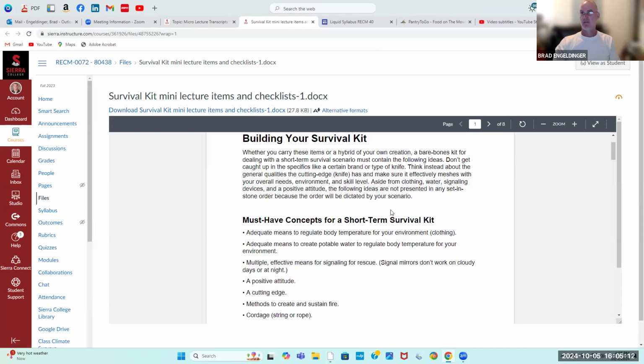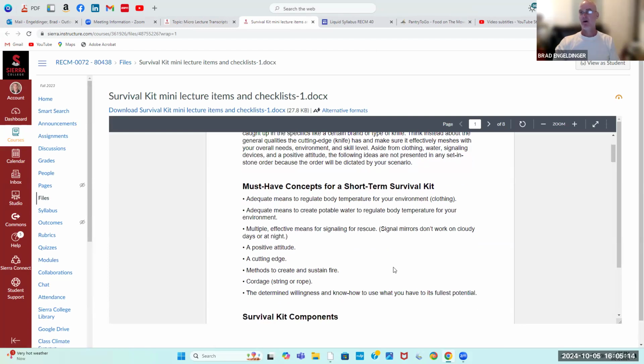You want to build your kit from scratch, like I just mentioned. You must have the 5 C's of survivability within your kit to receive full credit. So let's go over those for a minute here. So adequate means to regulate your core body temperature in the environment, either hot or cold, in which you're going in, which is your clothing. Your first C, you want adequate means to create a portable water to regulate your core body temperature in your environment. That's your C, your second C for container.